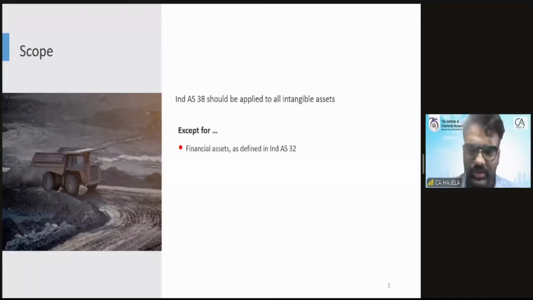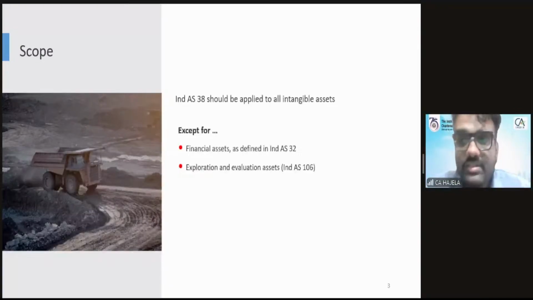Financial assets, for the sake of quick understanding, are basically assets which are supposed to be settled either in cash or in equity shares of an entity. Basic example, debtors. We expect our debtors to pay us, right? So those are financial assets, and those are outside the scope of intangible assets.